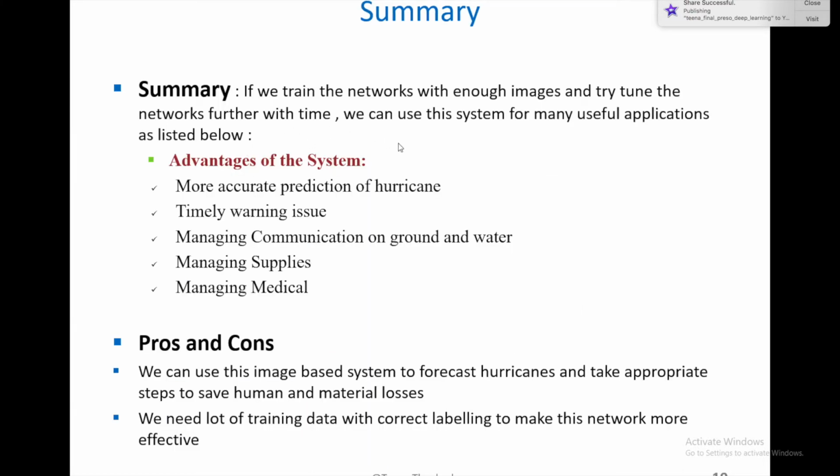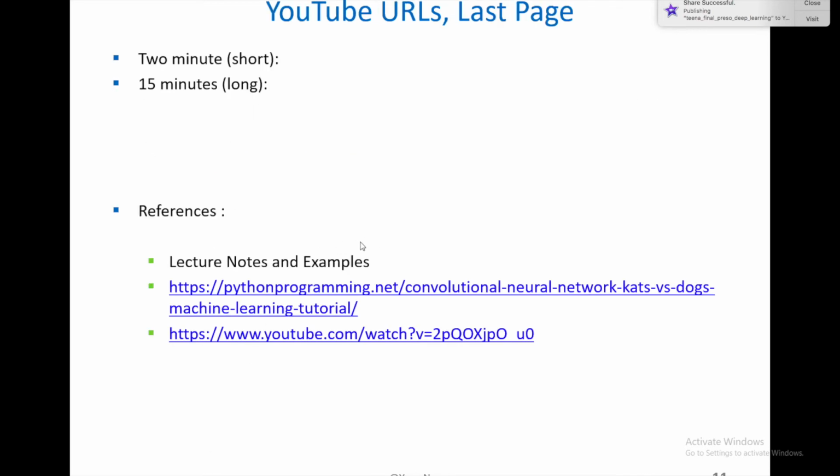Summary: we can use this kind of network if correctly tuned for very good application for predicting the hurricanes, timely warnings, for managing medical supplies and communication. This kind of network would help in saving human and material loss, but would need a lot of training data and correctly labeled images. These are the sources that I used for this project.